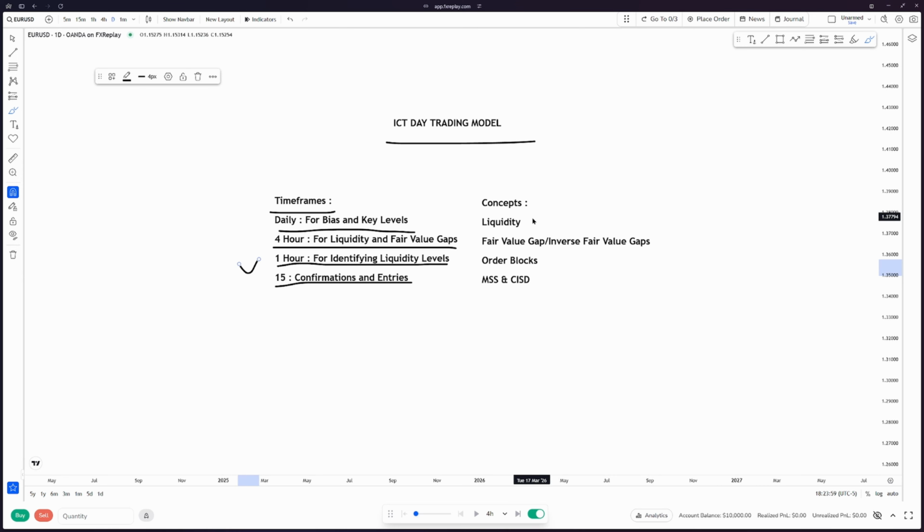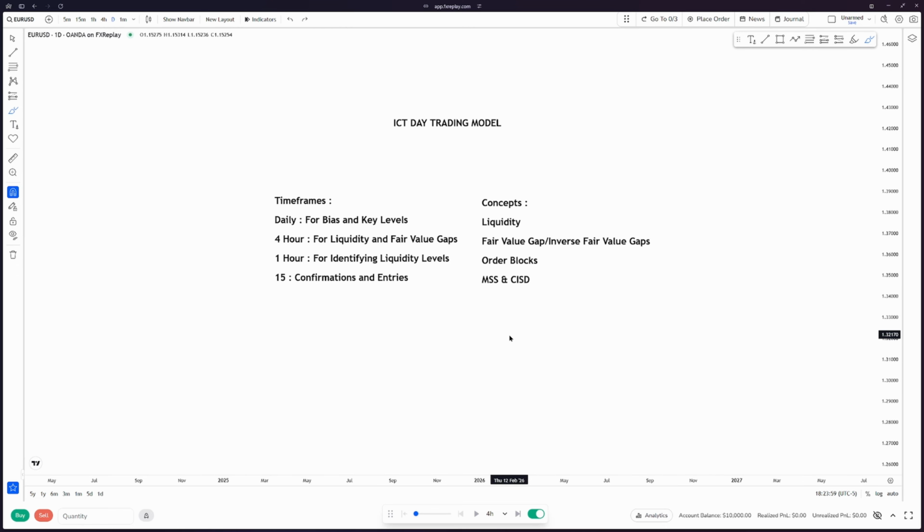Now the concepts we are going to use. First, we will use liquidity, then fair value gaps, and inverse fair value gaps, then order blocks. And lastly, we will use market structure shift and change in state of delivery. Now let's move on to the charts, and I will show you how to use this model.